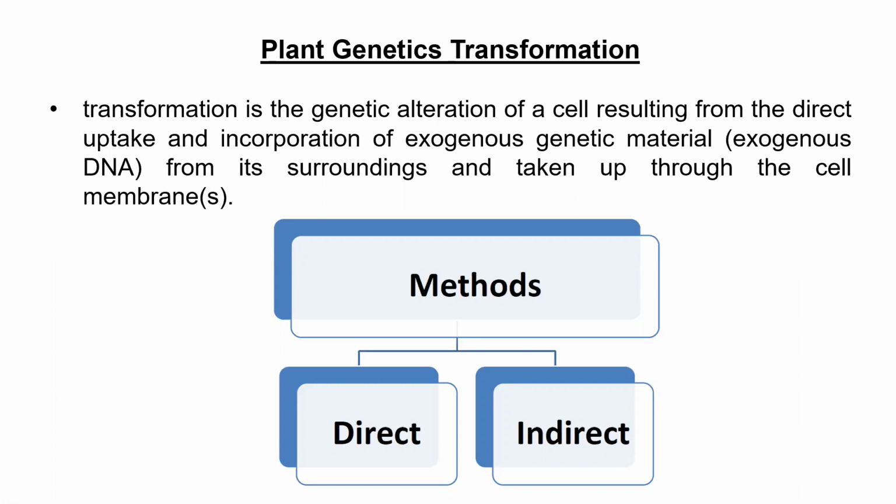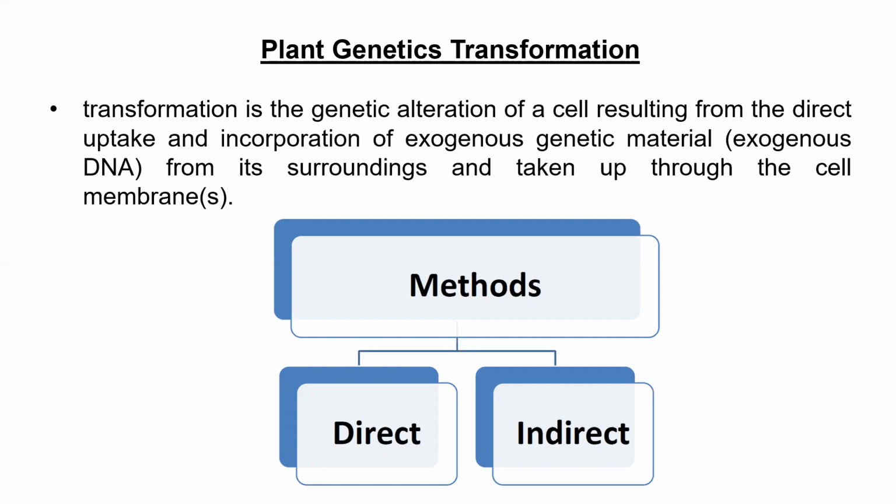Now we're jumping towards something a little more sophisticated, because there we were talking only about prokaryotes, but now we're talking about genetic engineering in eukaryotes, higher plants. So transformation is the genetic alteration of the cell resulting in the direct uptake or incorporation of exogenous genetic material from its surrounding, taken up through the cell membrane.